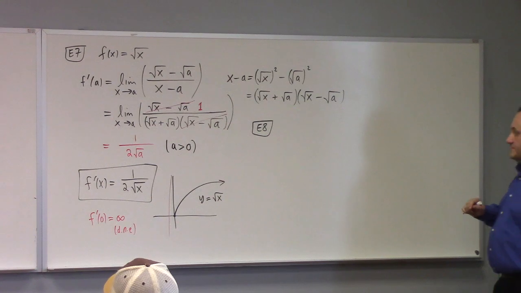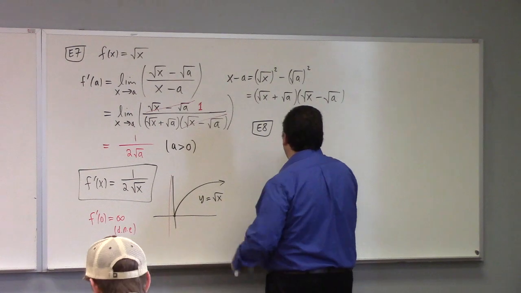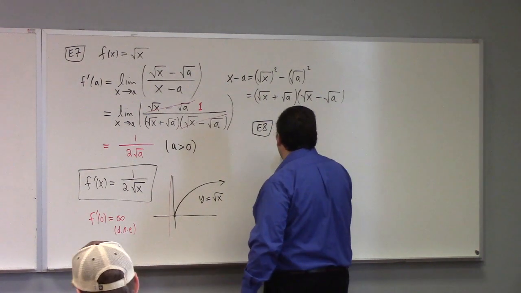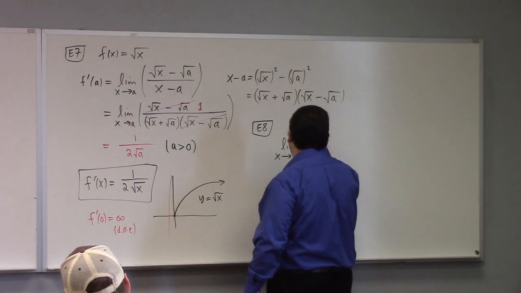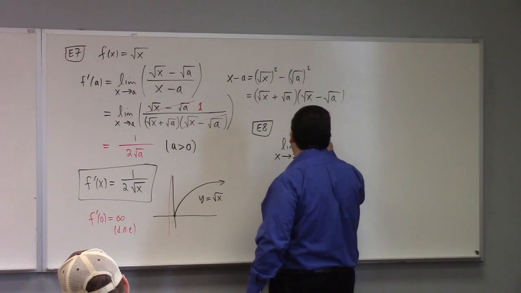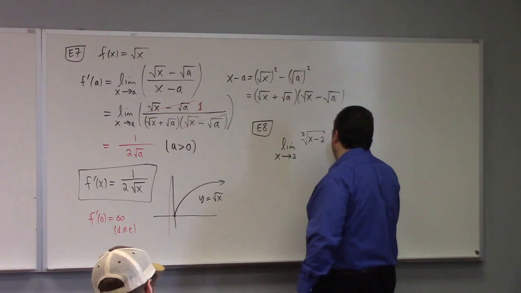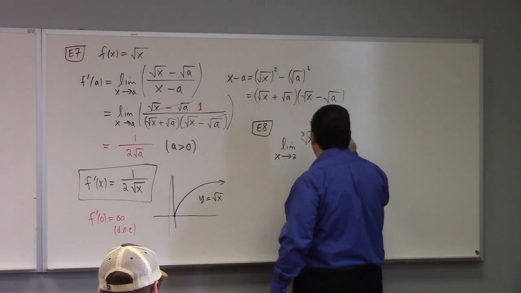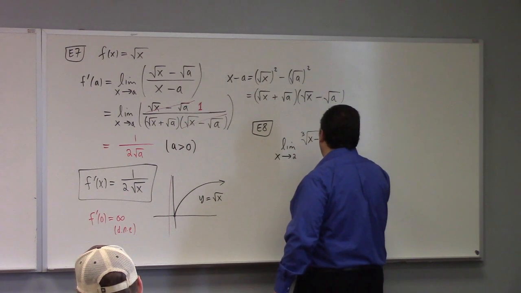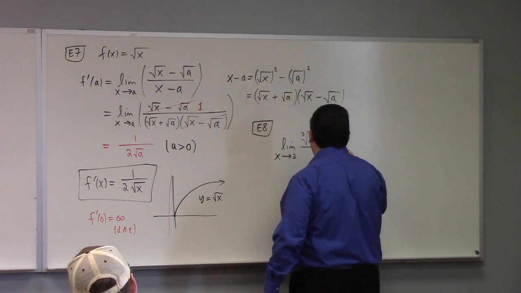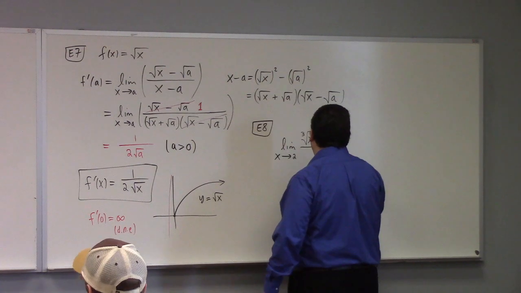Okay, so anyway, example 8. Try this out, guys. Let me just get straight to the limit. What if you were to try to calculate the limit as, say, x goes to 2 of the cube root of x minus 1, minus 1, divided by x minus 2, I guess.